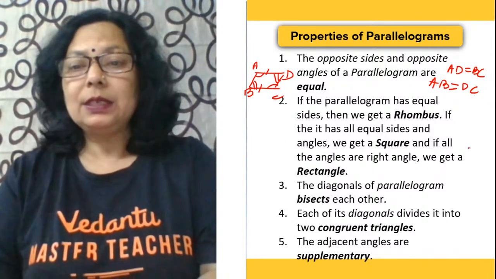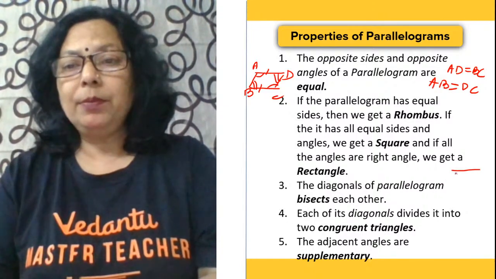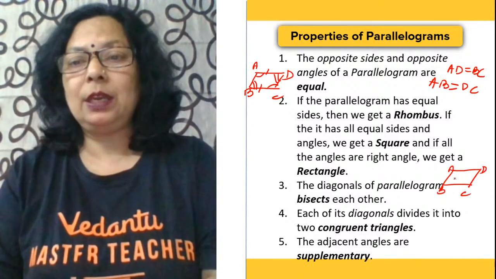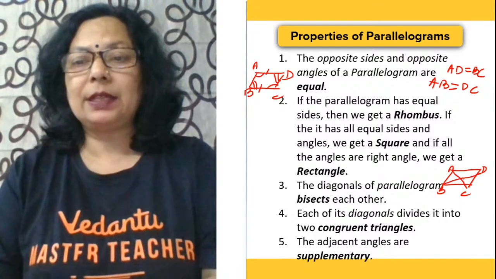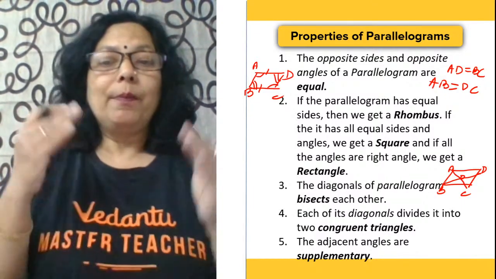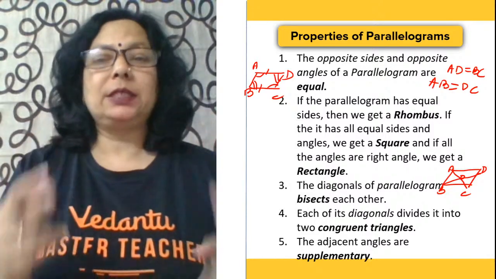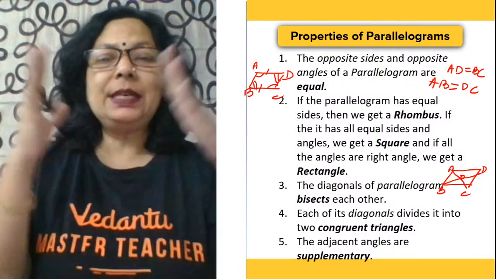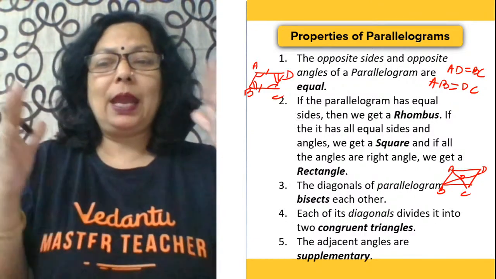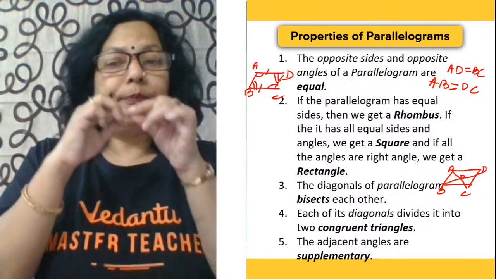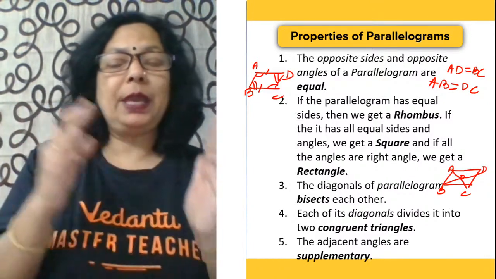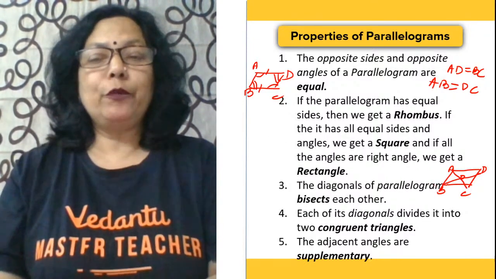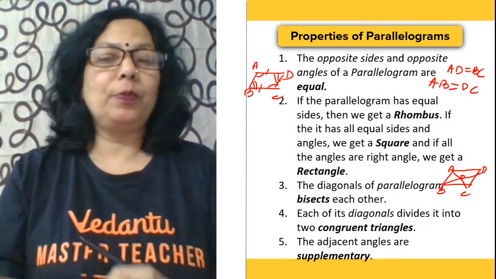Another property is that the diagonals of a parallelogram bisect each other. What does this mean? A, B, C, D. If BD and AC are the diagonals, they bisect at O. Bisect means two equal parts. They cut into two equal parts. So at point O, AC divides into two equal parts, that is OA and OC. At O, BD divides into two equal parts, OB and OD. If OC is 2, OA will also be 2. If OB is 4, OD will also be 4.